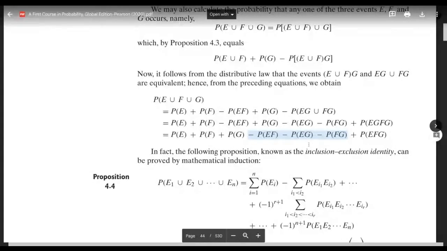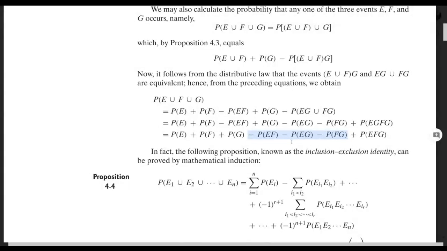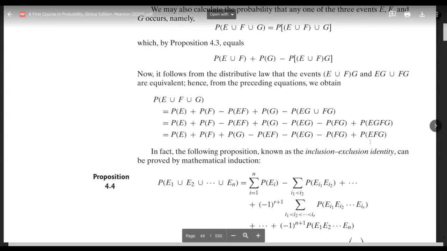So E, F, E, G. Oh, we subtract twice. You see, we can calculate this one and this one. So this is E intersected with F, E intersected with G, then F intersected with G, right? So that's why we need to add back once.